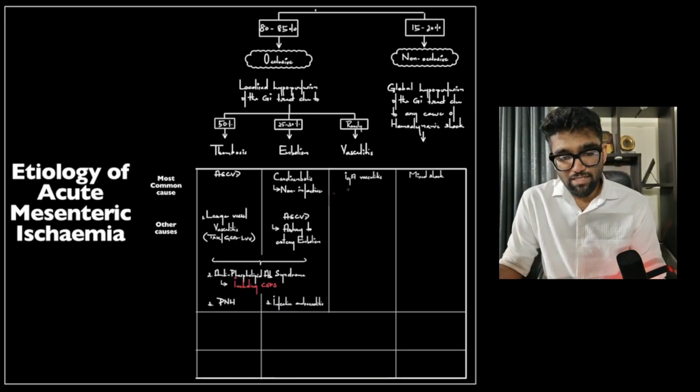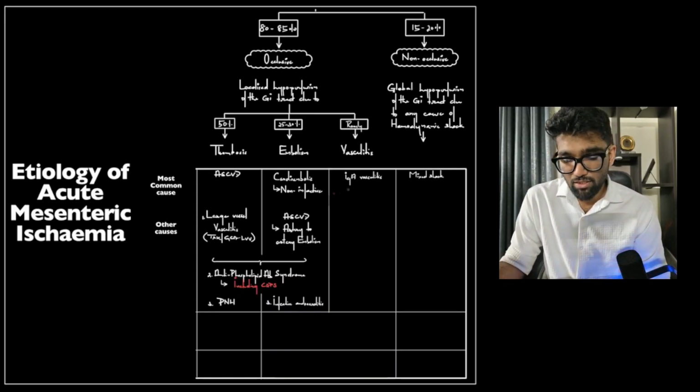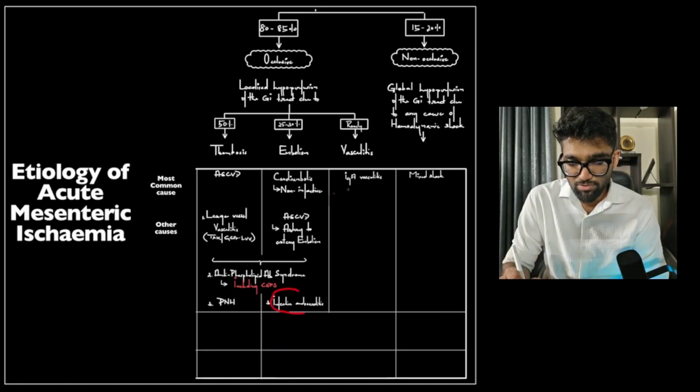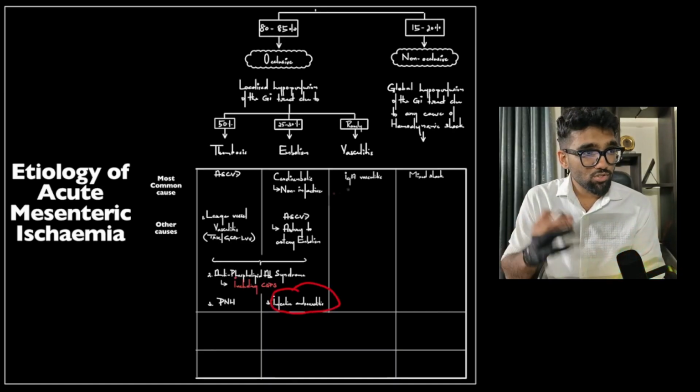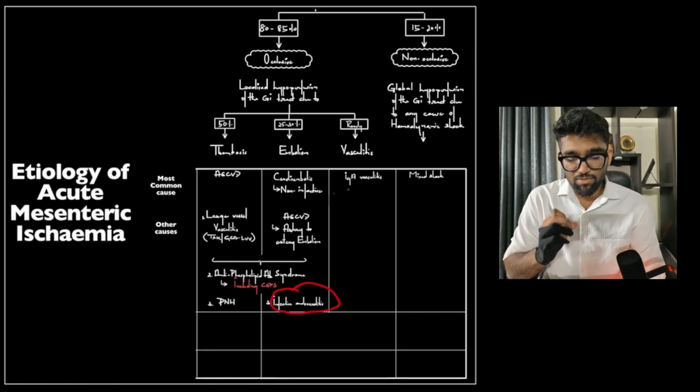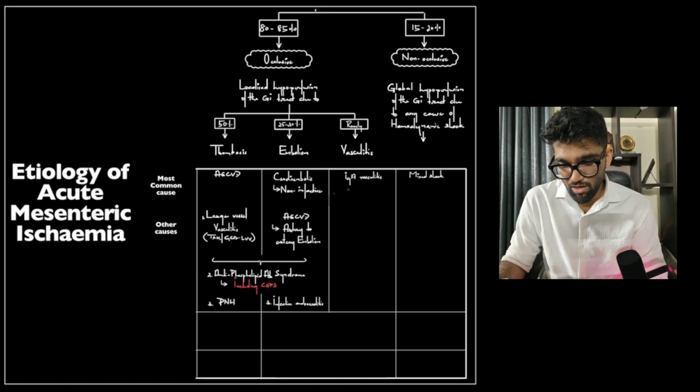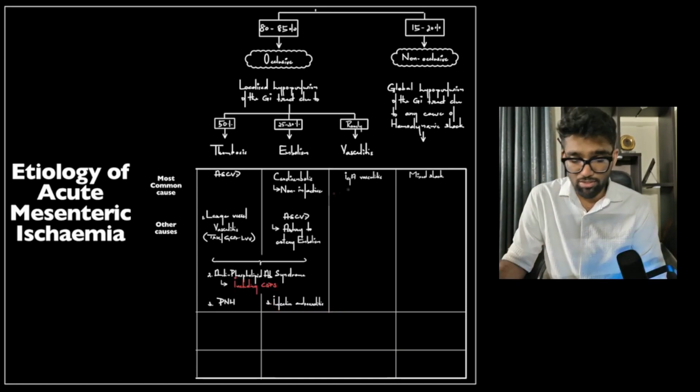Now, infective endocarditis as a cause of embolization. Now, in case of infective endocarditis, as you can see, embolization is obviously cardioembolic. So there is a vegetation within one of the leaflets of the heart, and that has gotten dislodged and has gone into the mesentery itself.